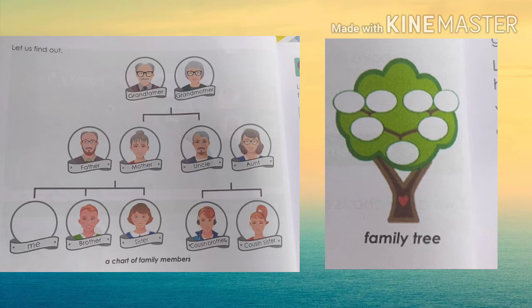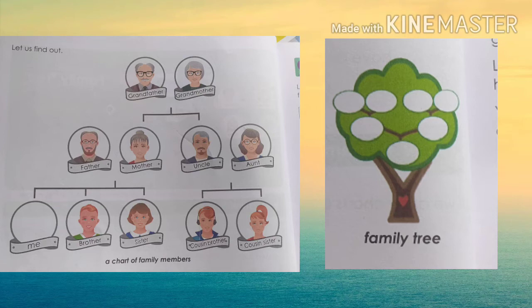Let us find out. A drawing of a chart that shows how the different members of a family are related to one another is called a family tree. A detailed chart of a family looks like a tree. Our family trees consist of us, our parents and their parents. It also has the parents of our grandparents. They are our great grandparents. All the people in our families who lived before our grandparents are our ancestors.